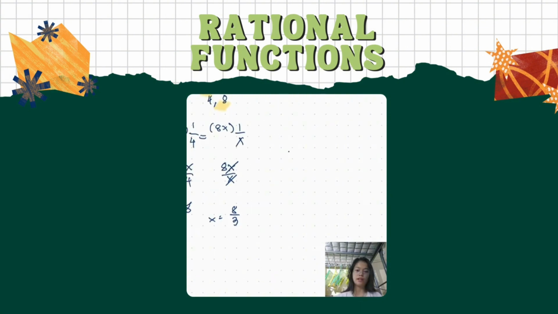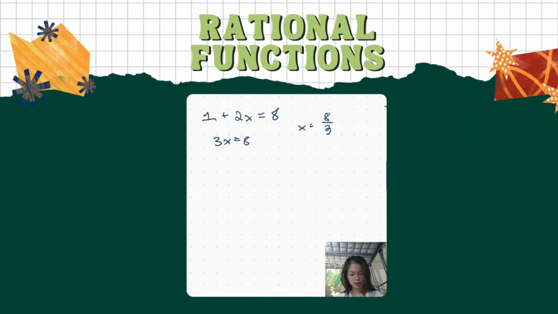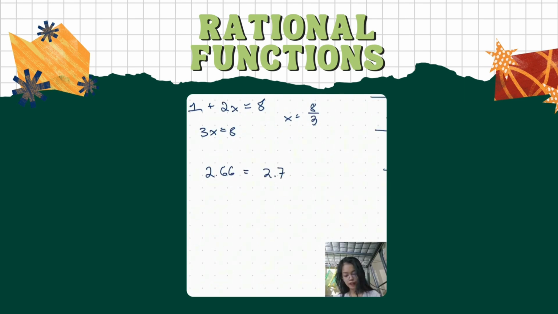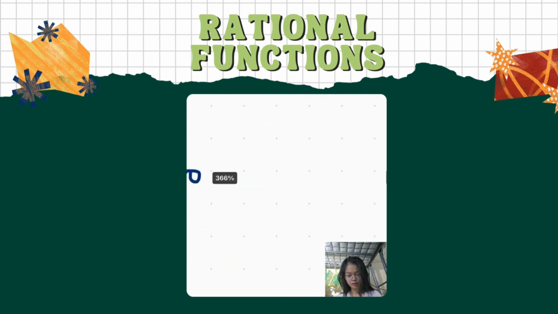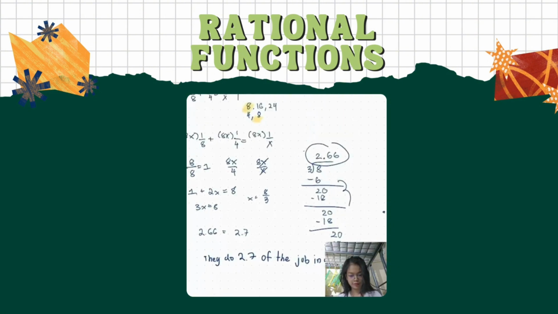But that isn't our final answer. We have to turn this into a decimal first. 2.66. We can round this to 2.7. Our final answer will be they do 2.7 of the wall in an hour. And that will be our final answer.